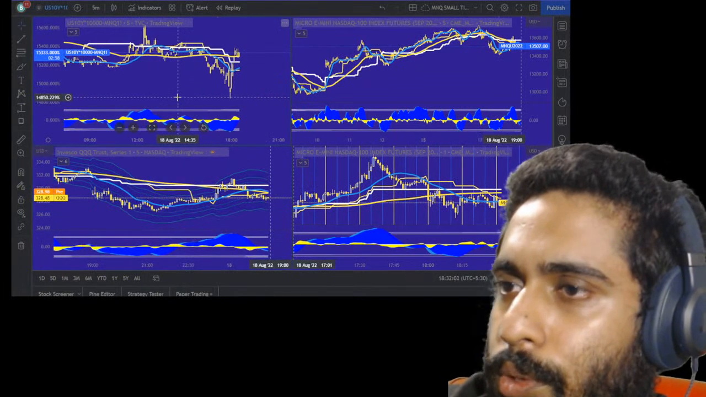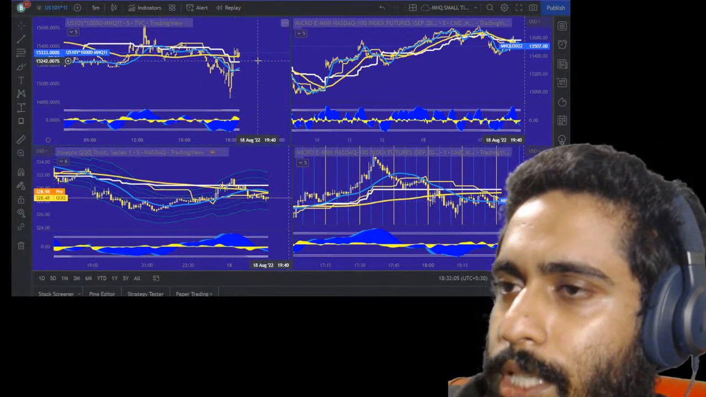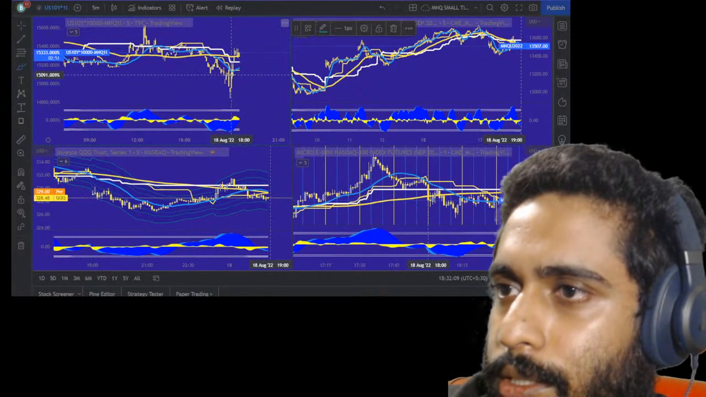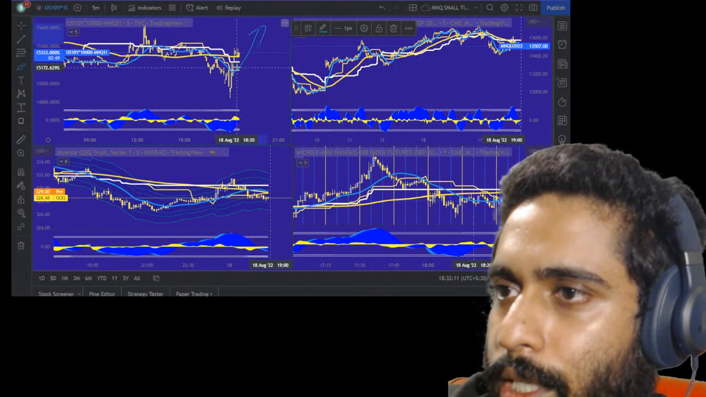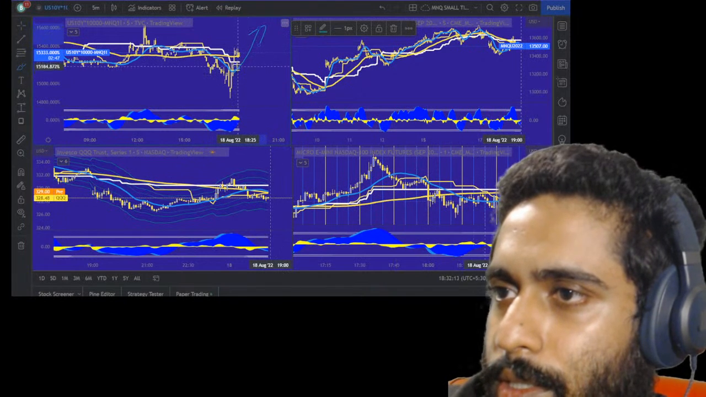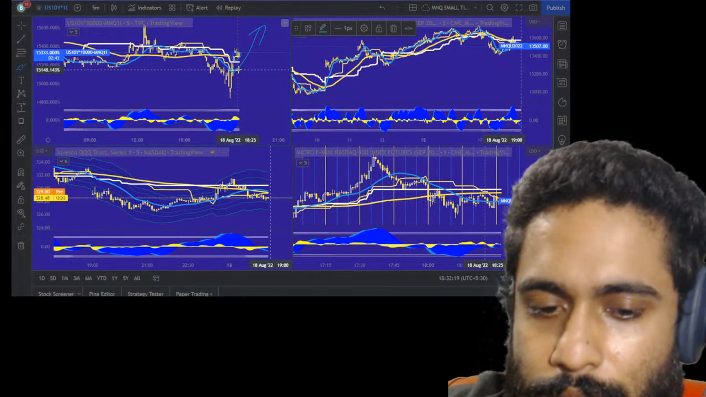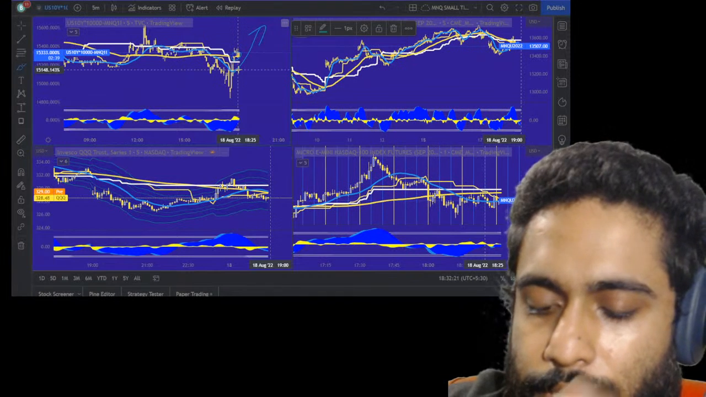So the yield is going up, the US 10-year yield, this one is going up here. This is a 5-minute chart. One second, friends.